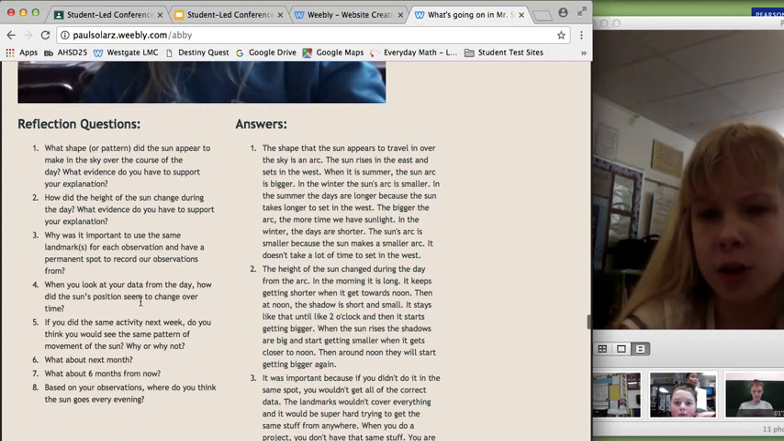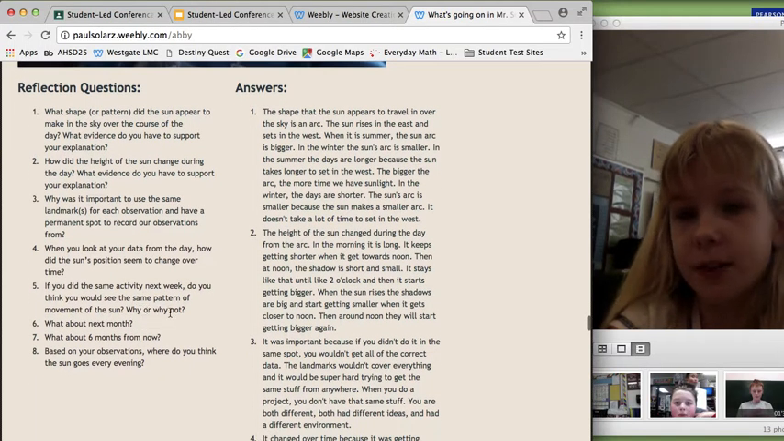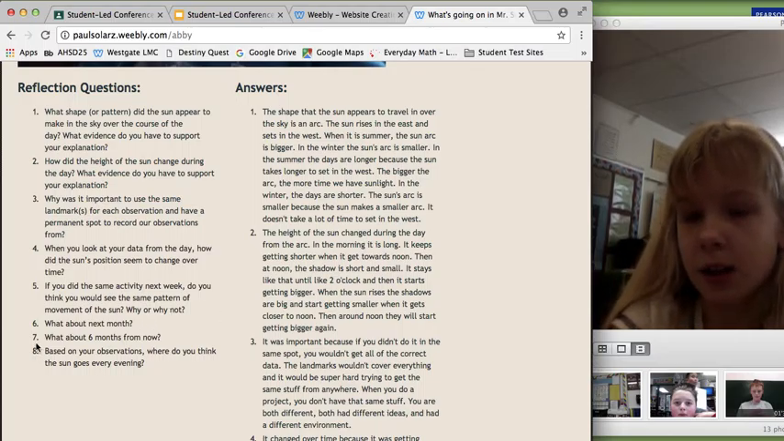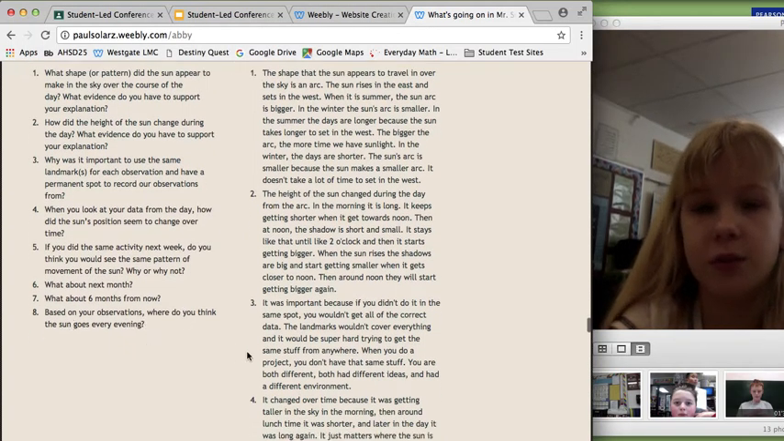Number 4, when you look at your data from the day, how did the sun's position seem to change over time? Number 5, if you did the same activity next week, do you think you would see the same pattern of movement of the sun? Why or why not? How about in the next month? What about in 6 months from now? Based on your observation, where do you think the sun goes every evening?